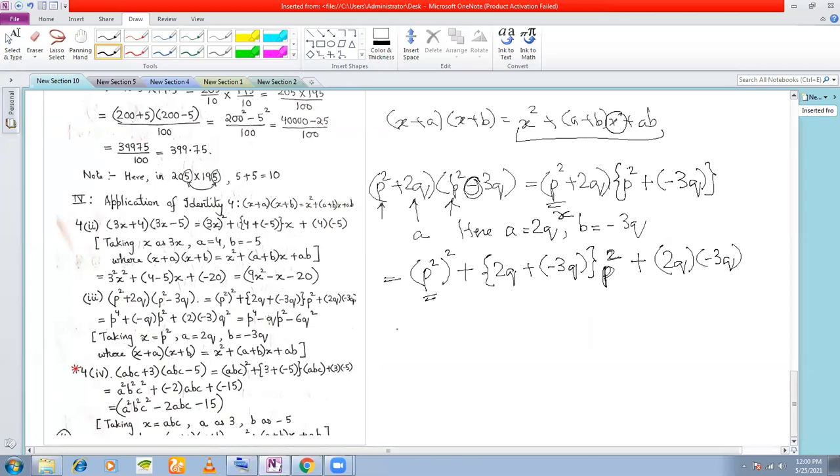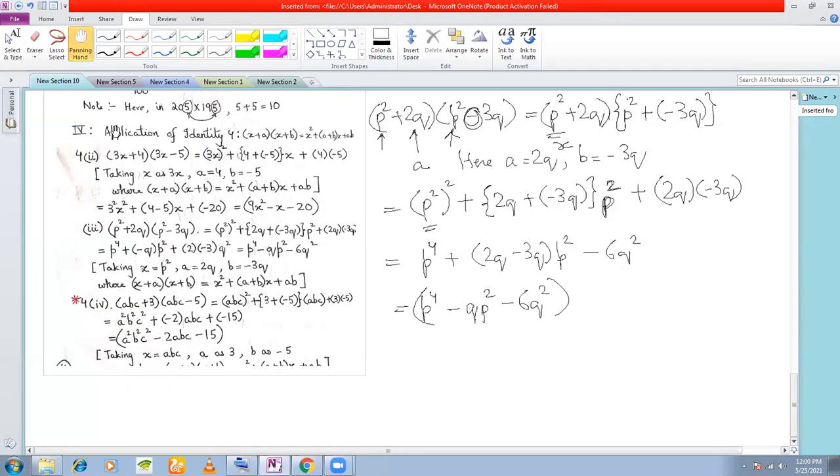Okay. So now you have p to the power of 4, and this you will have 2q minus 3q, p square. And here you have minus 6q square. So you have p to the power of 4 minus qp square minus 6q square. And that is your answer. Okay. Let us do the last one for this.